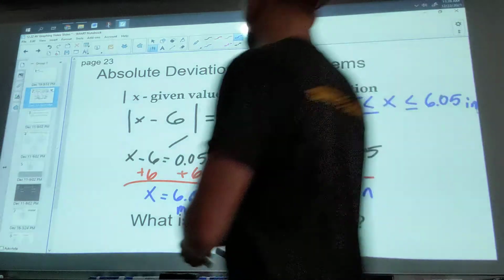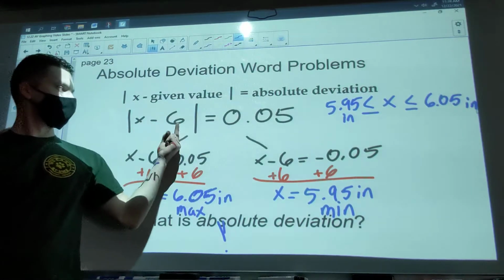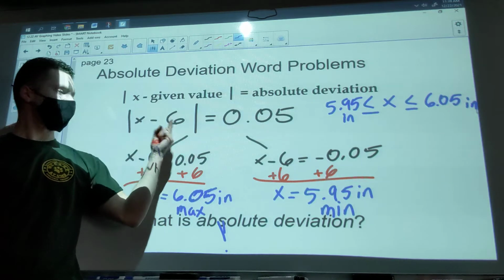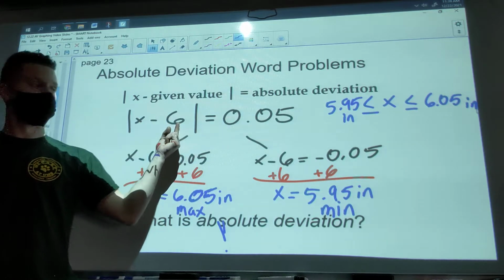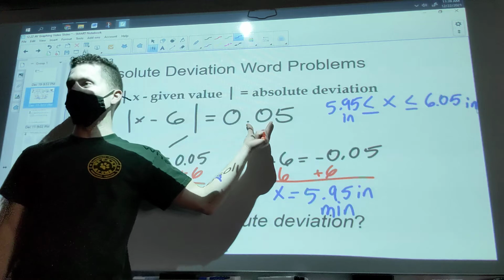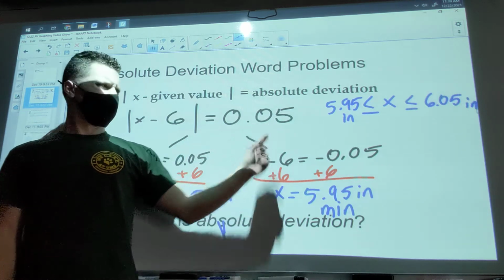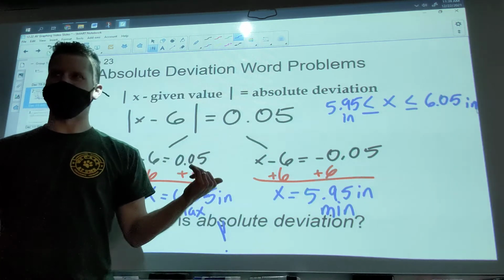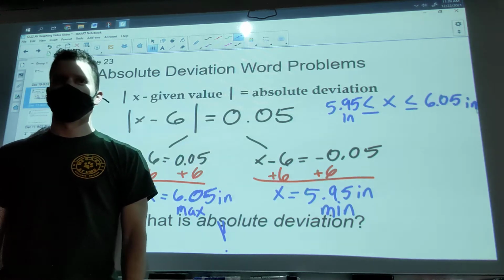But in terms of what you actually have to do here, given value, so the absolute value of x minus the given value, what we're looking for it to be, equals the amount it could vary in either direction. Now, is there an easier way we could have just done this in our head? Yeah. How so?